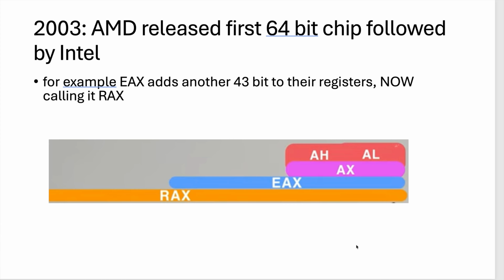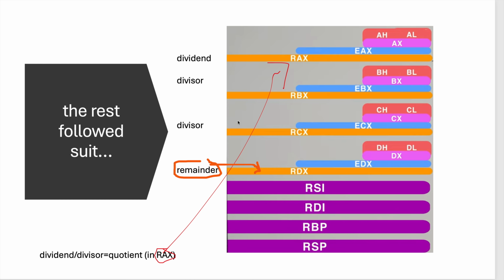Finally, AMD releases its first 64-bit chip, followed by Intel. That's 2003, and it adds another 32 bits. So now, instead of just referring to EAX 1 and 2, we can refer to the whole thing as RAX. Not only did it add another 32 bits, it extends the register to 64 bits. And the rest followed suit.